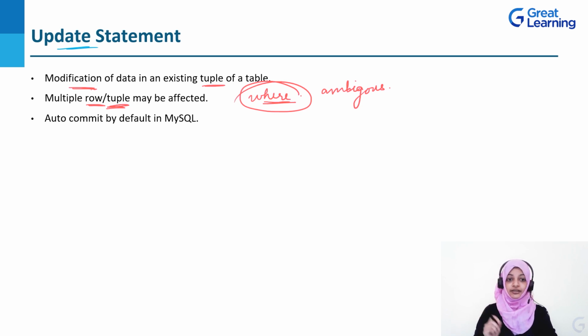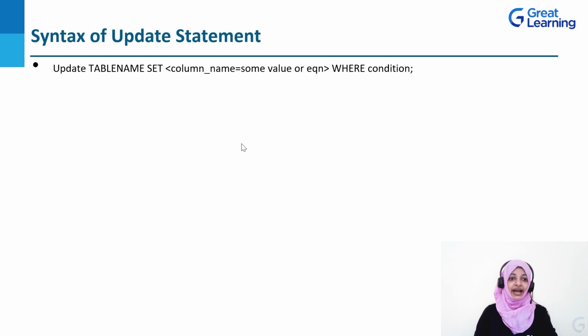Again, as we have seen in the insert statement, even the update statement is set on auto commit by default while using it in MySQL. So there is no need to explicitly type in the commit statement for the same. Any modifications that are made in the database via the update statement are actually saved into the database at that particular instance only. Let us now look at the syntax of the update statement.